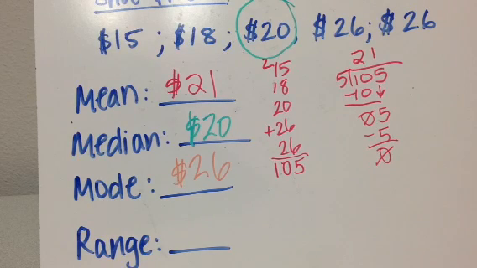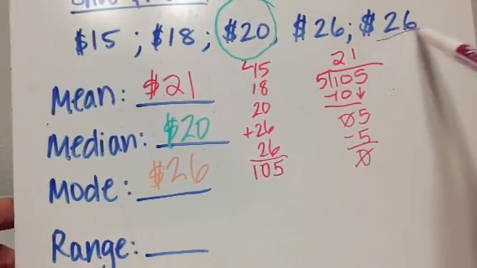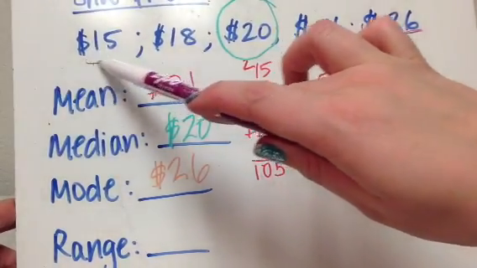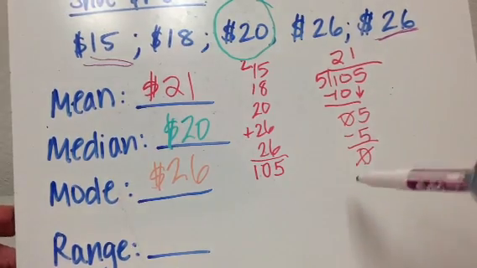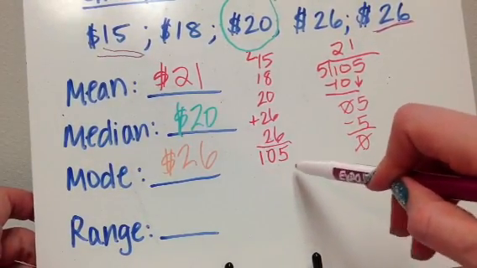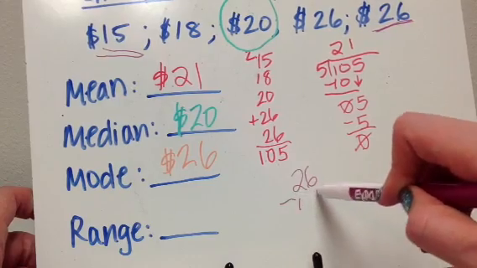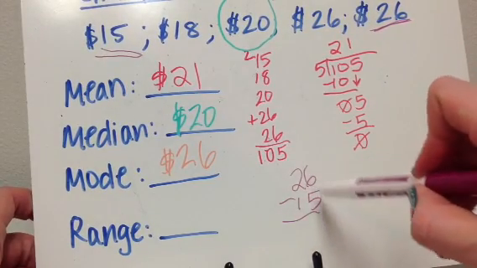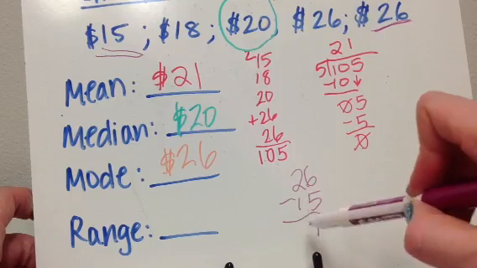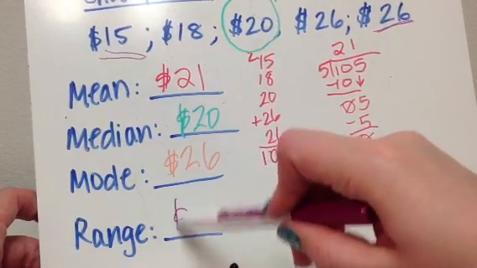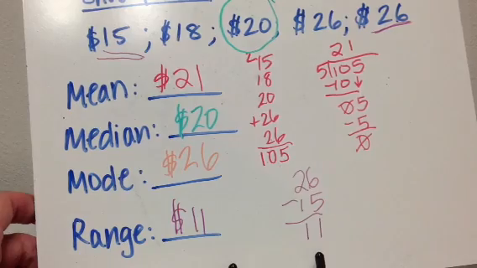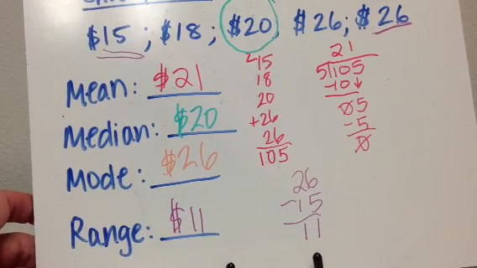And then our last thing on here is range. The range is how much money is between the smallest amount and the largest amount of the items in our list up here. So if we look at this, $26 is my largest, right? And 15 is my smallest. So all I do to find range is find the difference between 26 and 15. So 6 minus 5 is 1. 2 minus 1 is 1. My range is $11. So again, not too difficult, hopefully.